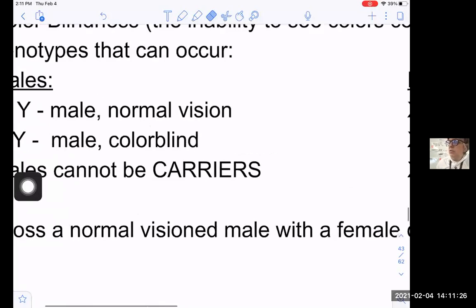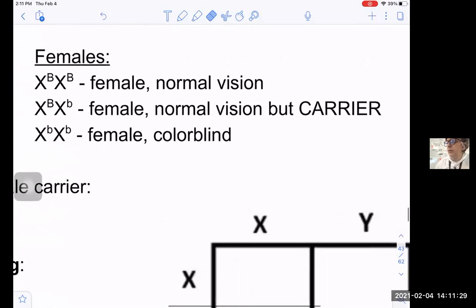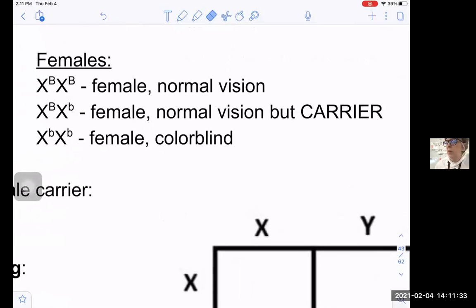Okay, now let's scroll over to look at our females. Females can be homozygous dominant, so have 2 big B's on their X's, and then they are female with normal vision. Females can be heterozygous, meaning they have 1 dominant X and 1 recessive X. Then they're female with normal vision. However, now we call them carriers, because they could pass this dangerous, or colorblind, not really dangerous, allele onto their sons or their daughters, but they're not showing the trait in their phenotype. They have normal vision. And then the last genotype is little b, homozygous recessive. That is a female who is colorblind.